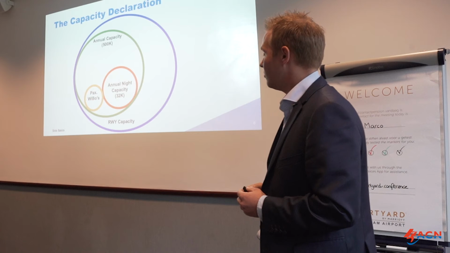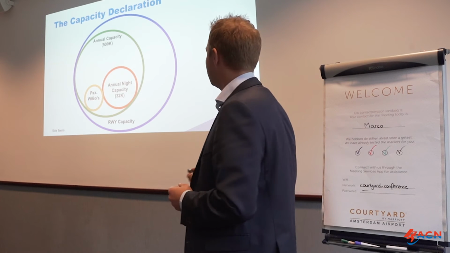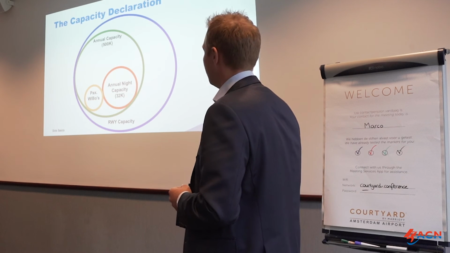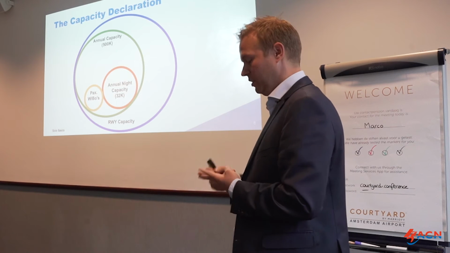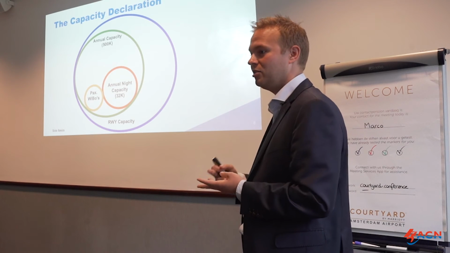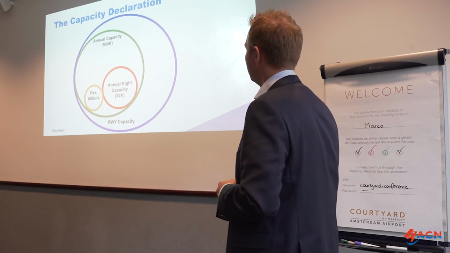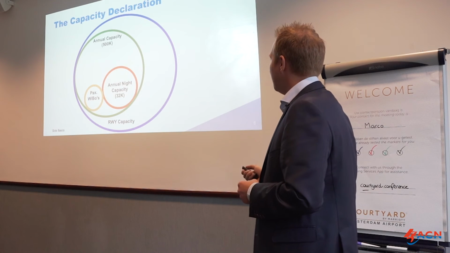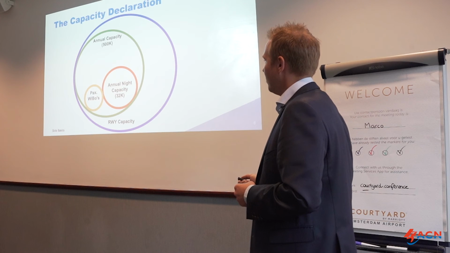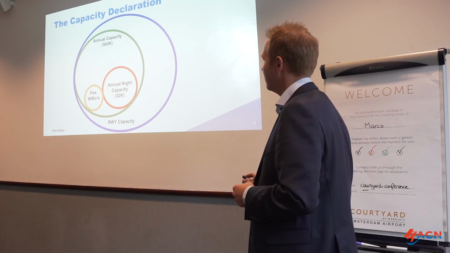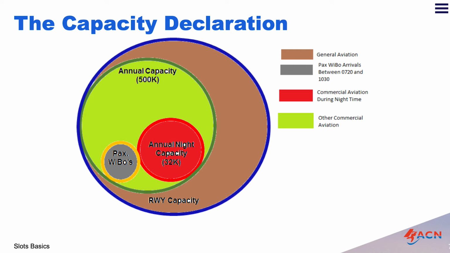Then there is night capacity, the 32,000, and it's again inside this one. So to operate in the night, you need runway capacity, you need annual day capacity, but you also need night capacity as a tick in the box. So you need to pass through 3 hoops. And then there is the passenger widebody limitation, which is not inside of this hoop because it's only the morning, right? So it's either this hoop or this hoop. During daytime, it's the green area, so it's runway and 500,000. If it's full freight capacity in the night, then it's runway, 500,000 and 32,000.